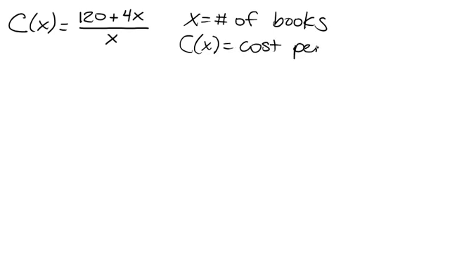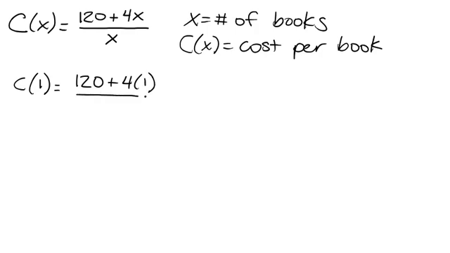So for example, if we want to find the cost of one book, we would plug in 1 for x, and we would plug that in for both x's in the equation. So we'd have (120 plus 4 times 1) divided by 1. And we know that 120 plus 4 times 1 is 120 plus 4, and so that would be 124, and then dividing by 1 gives us 124.